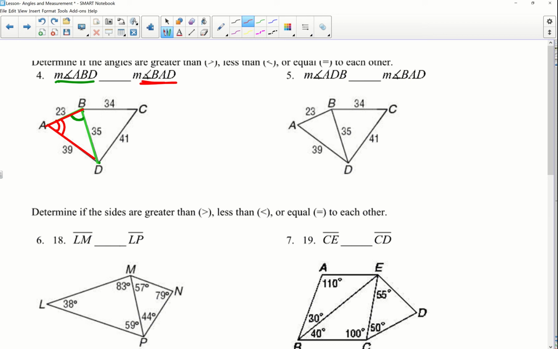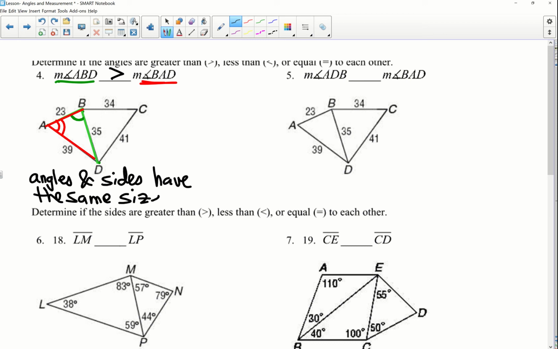All right. So that's a big old greater than symbol in the middle. And the reason is because angles and sides have the same size relationships.